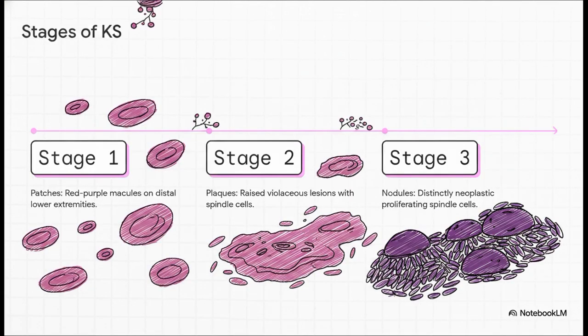Clinically, Kaposi sarcoma lesions evolve through a very specific three-stage timeline. Stage 1 starts with patches. These are initial red-purple macules, usually showing up on the lower legs. Give it time and it progresses to Stage 2, plaques. These lesions get larger, they raise up, turn a bit more violaceous, and we start seeing plump spindle cells in the tissue. Finally, it hits Stage 3, nodules. At this point, the lesions are distinctly neoplastic, completely packed with dense sheets of proliferating spindle cells.